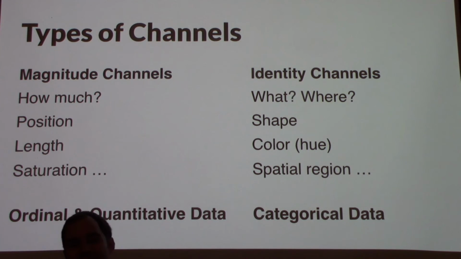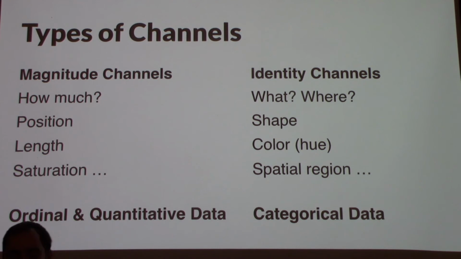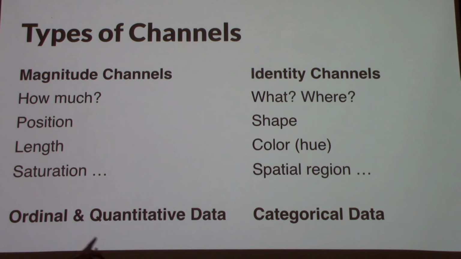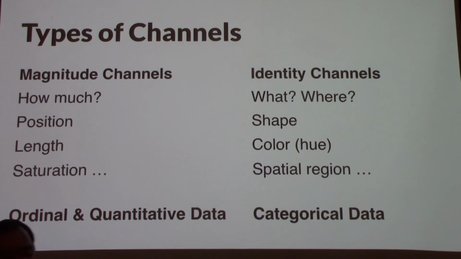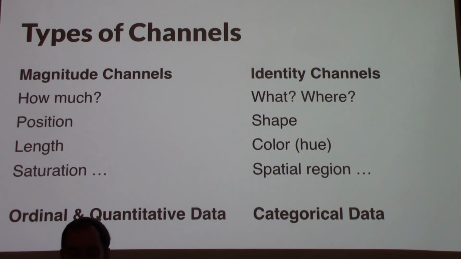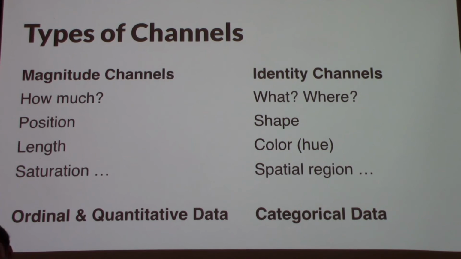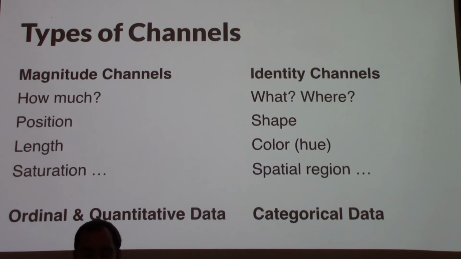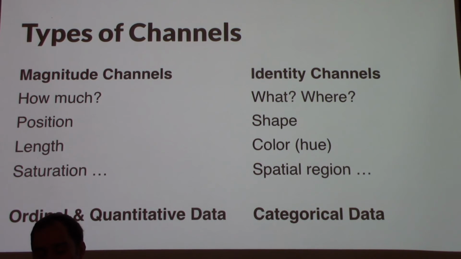So you can classify the channels into 2 types. You can say the magnitude channels and the identity channels. And you can see that they clearly map to these different types of data. So for magnitude channels, you can ask how much, and they are position, length, and saturation. And the identity channels are what and where: the shape, color, the hue of color, and the spatial region. Of course, you can use spatial region also for ordinal or quantitative data, but you can also use it for categories.